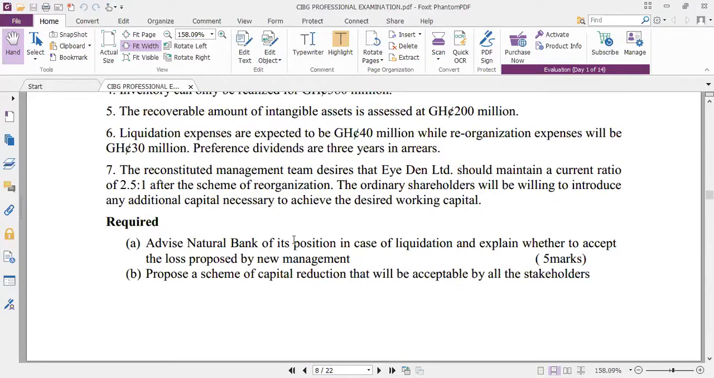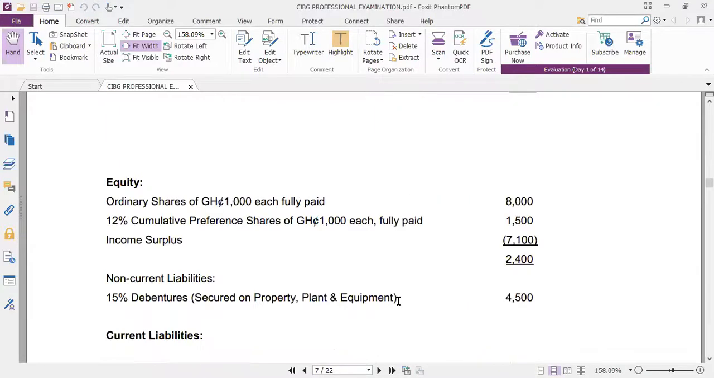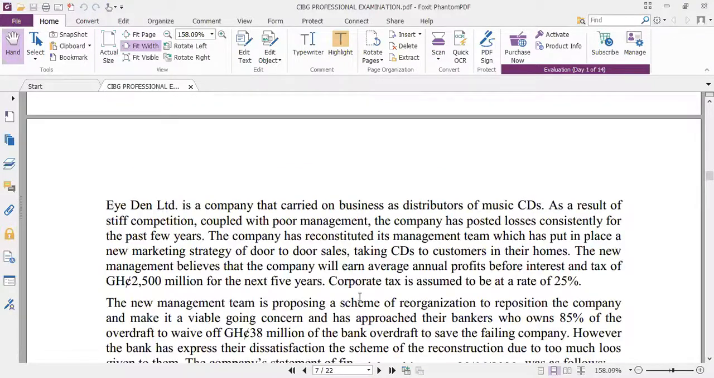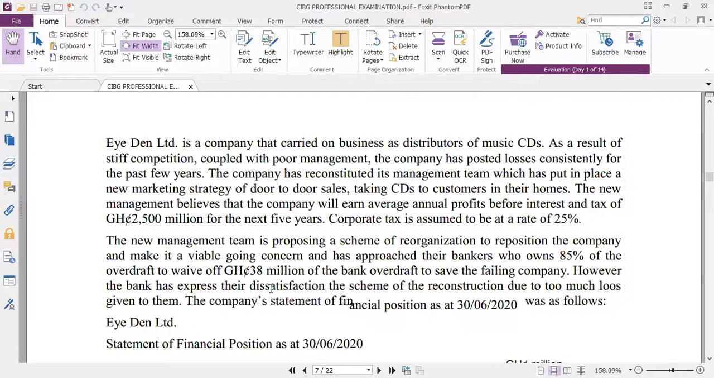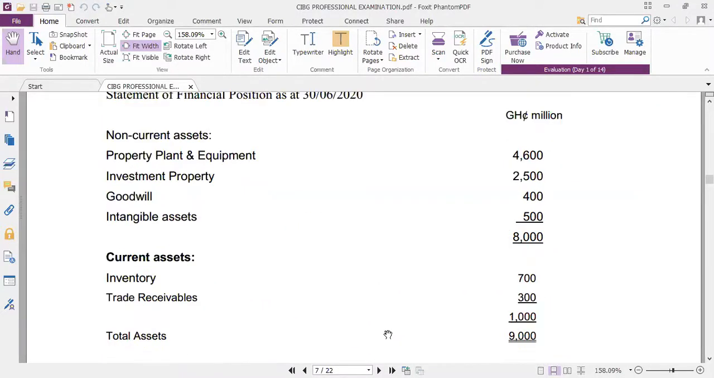After advising the bank on their position in case of liquidation, you should not end it there. Explain whether they should accept the loss proposed by the new management. What loss? They are saying that the bank should waive off 38 million of their investment. So take note.